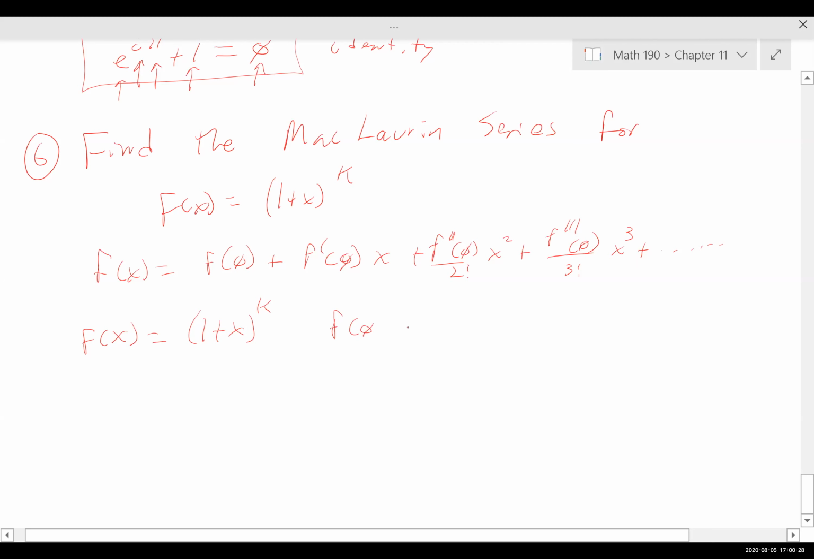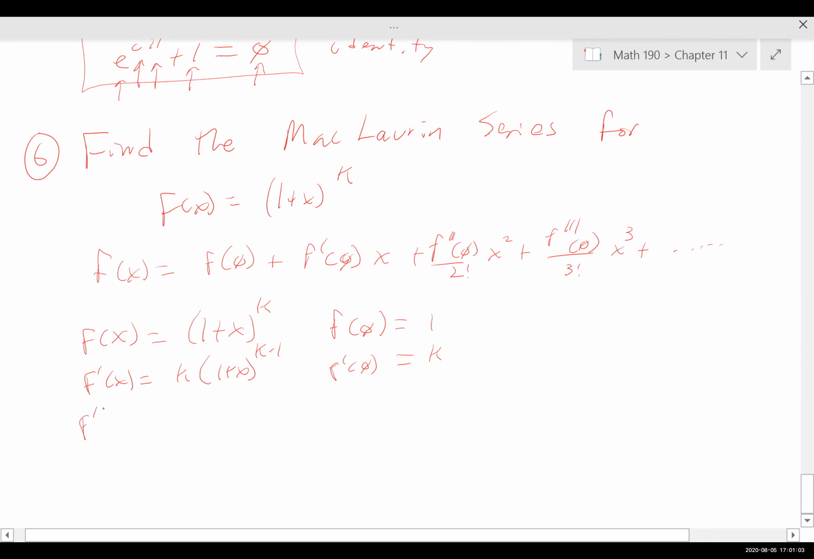F of 0, what's this going to become? This is just going to become 1 to the kth power, which is 1. Anything to the 1 to any power is 1. What about f prime of x? This is going to be k times 1 plus x to the k minus 1. So what's f prime of 0? Well, this is just going to become k times 1, which is just k.